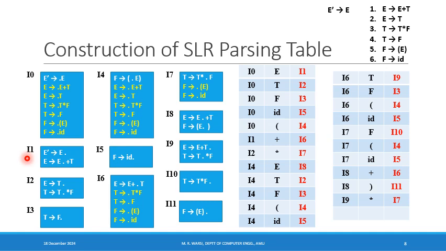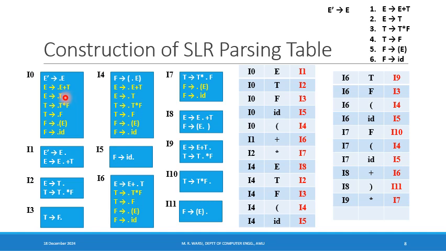Let's now move on to the next transition from state number 0. From state number 0 on capital T, we are going to state number 2, and let us now find out what LR0 items will be there in state number 2. So I will shift the dot after capital T.